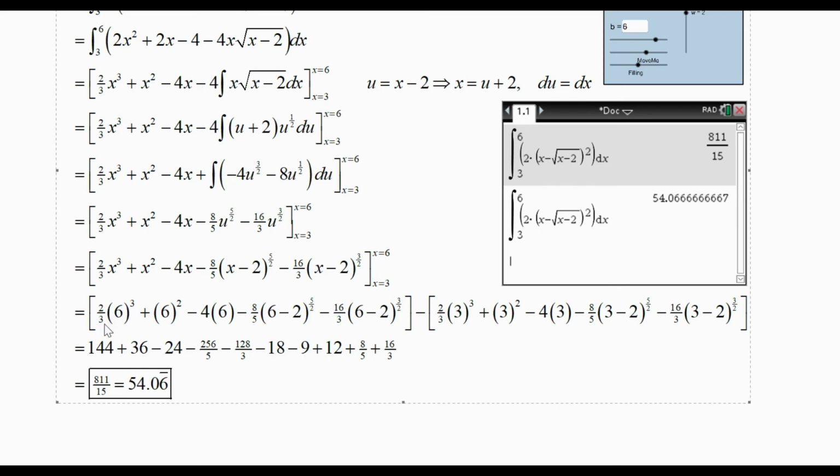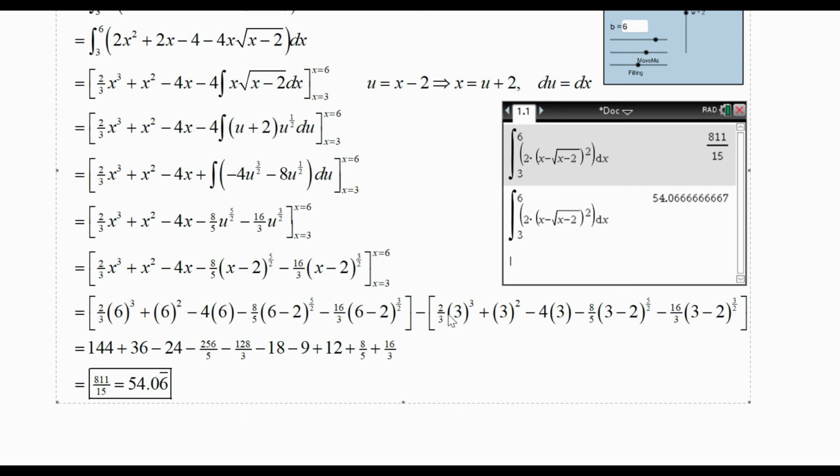6 cubed times 2/3 is 144. 6 squared is 36. -4 times 6 is -24. 6 minus 2 is 4. The 1/2 power of 4 is 2. Then to the 5th is 32 times -8 fifths is -256 fifths. 6 minus 2 again is 4. The square root of that is the 1/2 power there, so that's going to be 2. To the 3rd is 8. 8 times -16 thirds is -128 thirds.